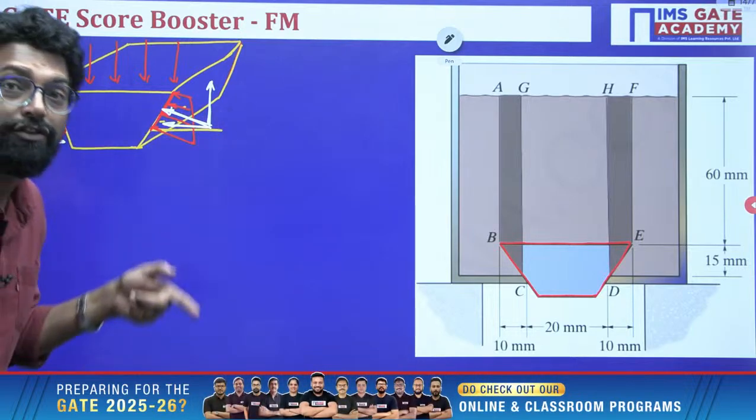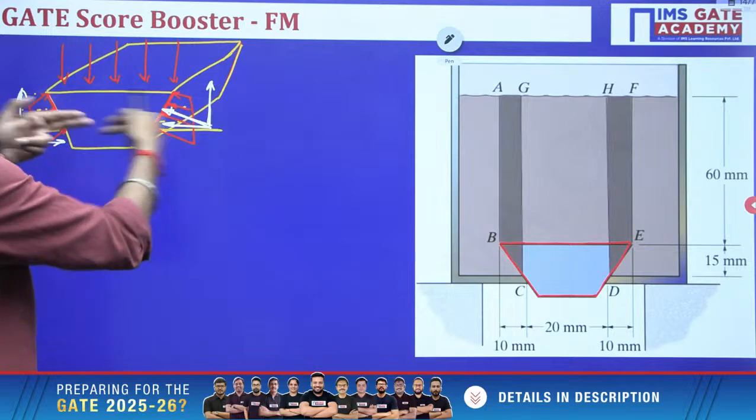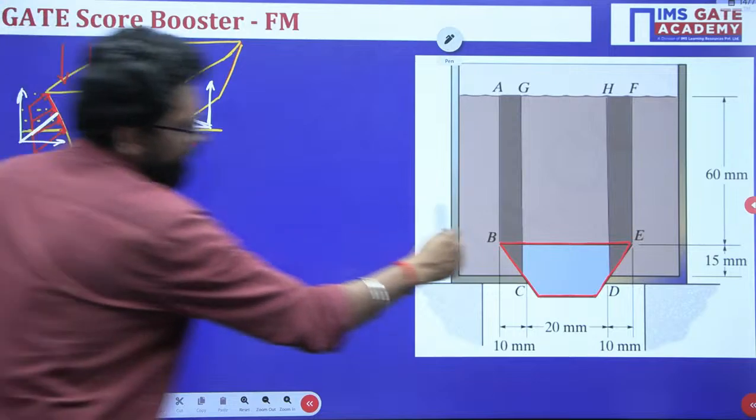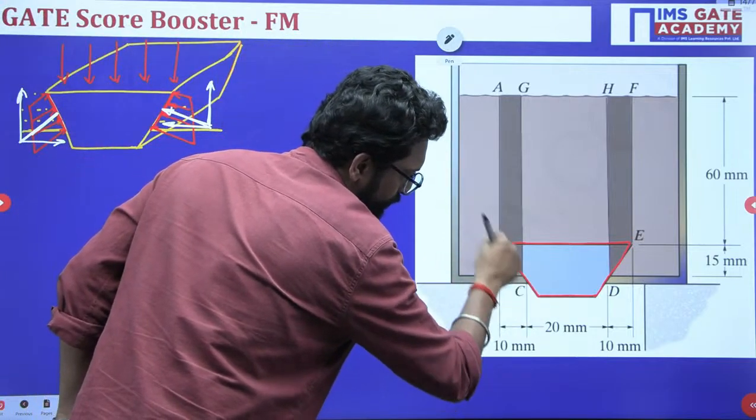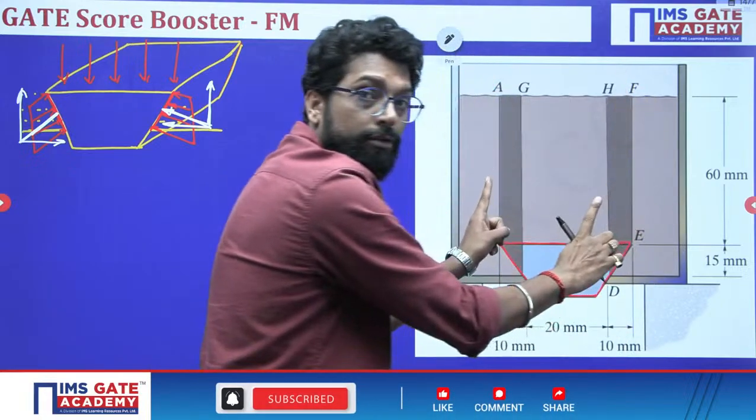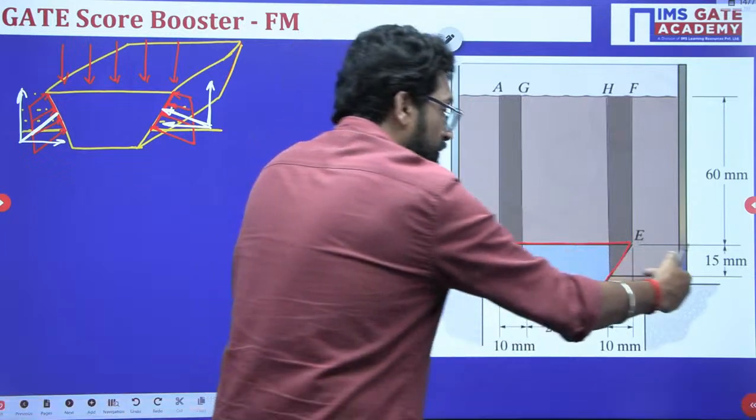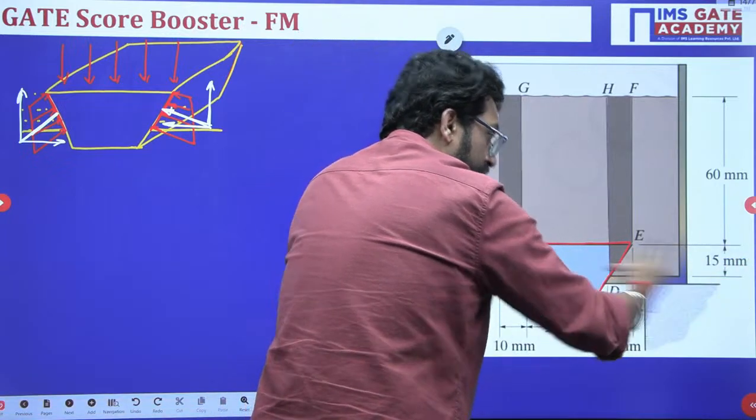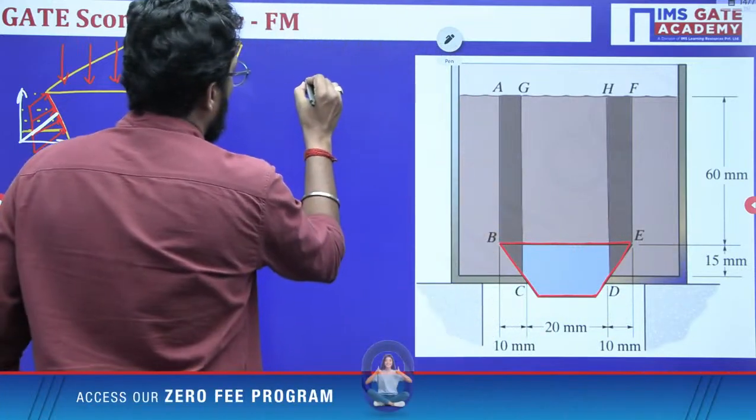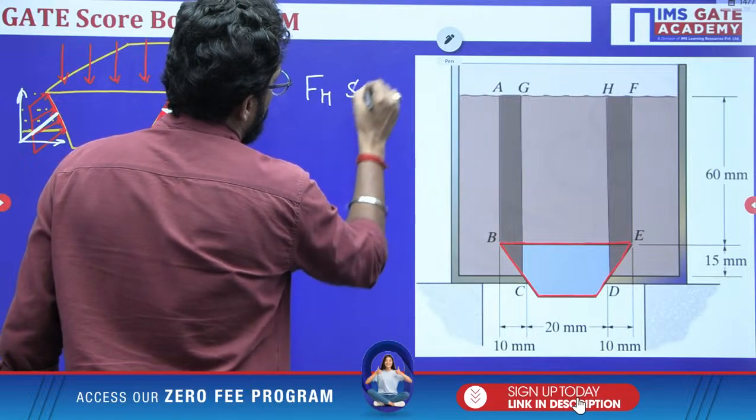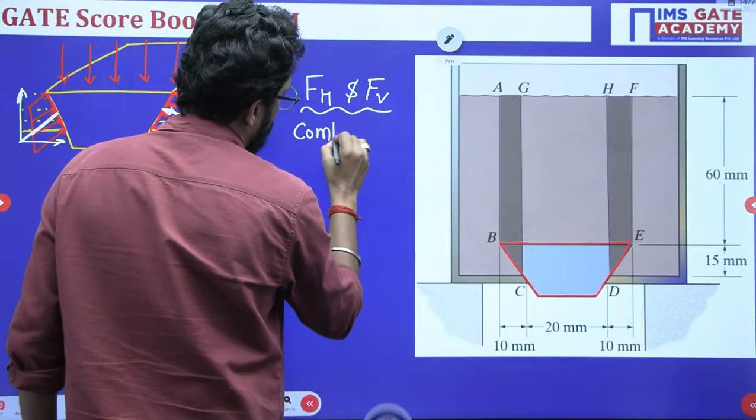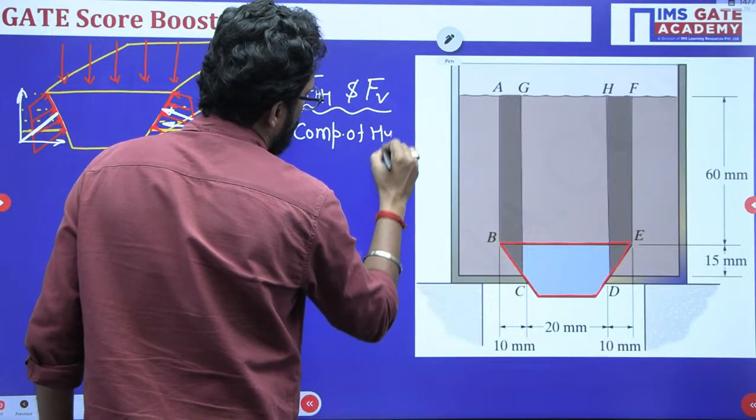This horizontal force will cancel out. Only the vertical force is there. So due to this slant surface, a vertical hydrostatic force will be produced. Why? Because the net hydrostatic horizontal force cancels. What are FH and FV? These are the components of the hydrostatic force.